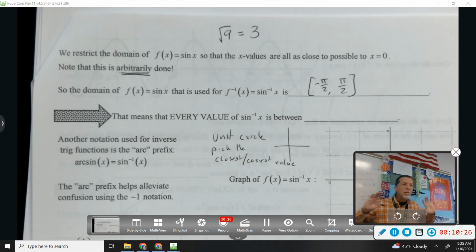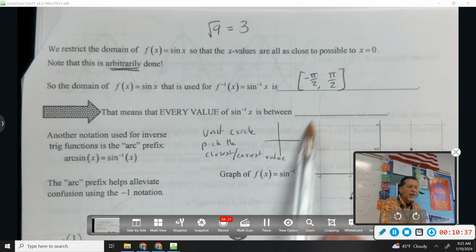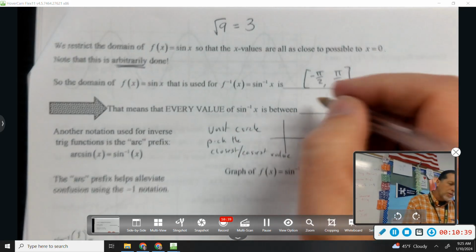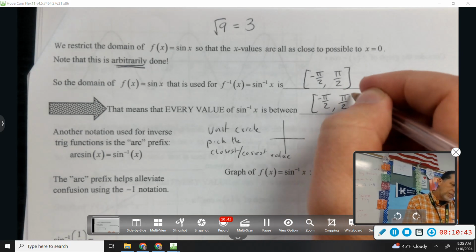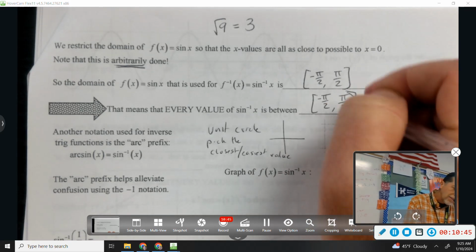There are other possibilities out there, but we're not allowed to use them. Just like the square root of 9 is not negative 3 and 3. We've decided we're only going to use the positive. So inverse sine, every value has to be between negative pi over 2 and pi over 2. Oops. Brackets on both sides.